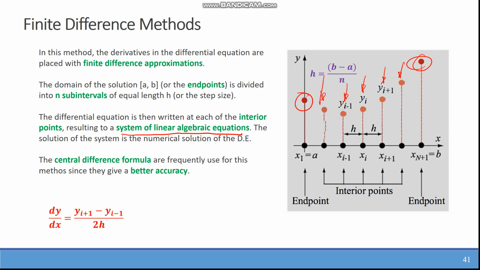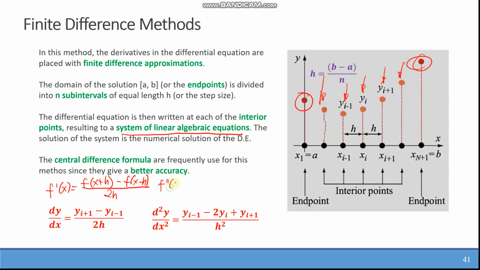If you remember, this is the central difference approximation. We wrote it last time as f of x plus h minus f of x minus h all over 2h for the first derivative. And for the second derivative, f double prime of x is equal to f of x minus h minus 2f of x plus f of x plus h, all over h squared. So we are going to convert the second order equation using this.